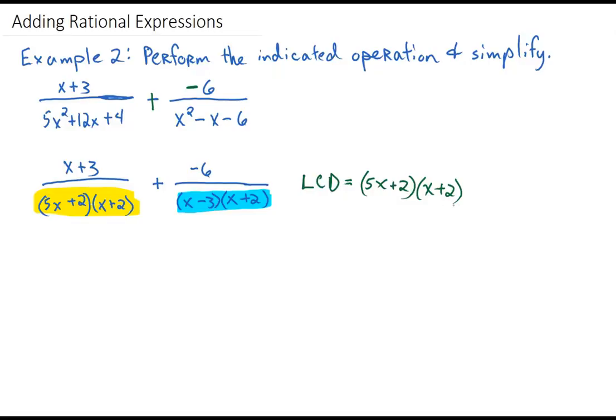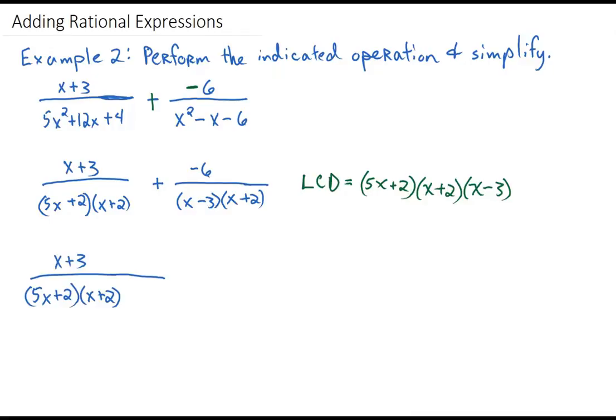However, we already have the x plus 2 included, so we don't need to count it again. In other words, in order to get a complete LCD, we only need to multiply in the factor x minus 3. So our LCD is the quantity 5x plus 2 times the quantity x plus 2 times the quantity x minus 3. Now that we have our LCD, what we need to do is rewrite each of our fractions so that they have the least common denominator as their denominator.